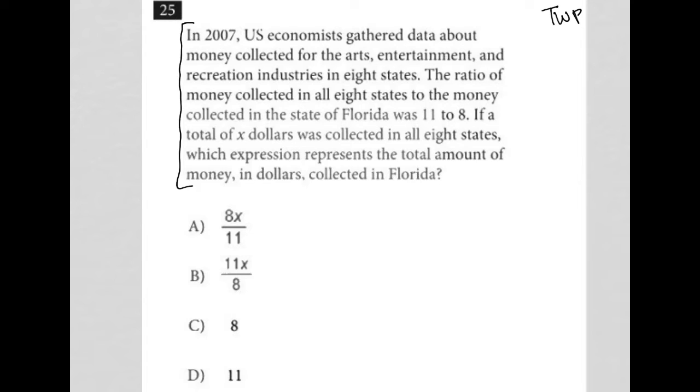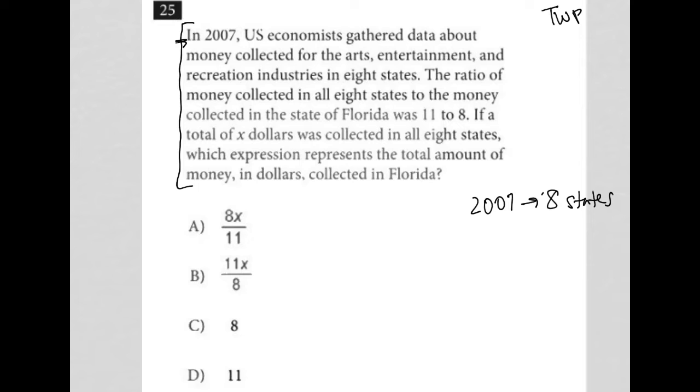as I read it. So the first sentence here says, in 2007, U.S. economists gathered data about money collected for the arts, entertainment, and recreation industries in 8 states. Not sure this is important, but I'm going to just write it. 2007, 8 states.